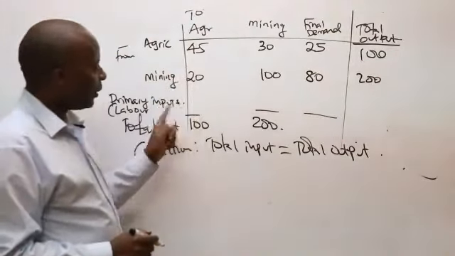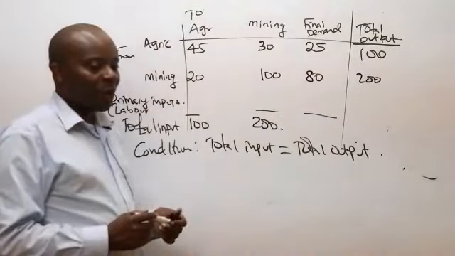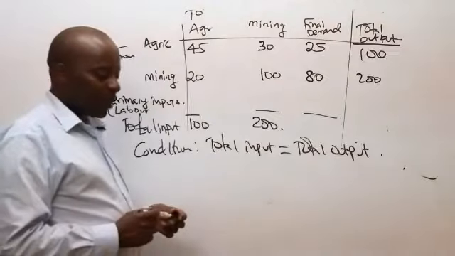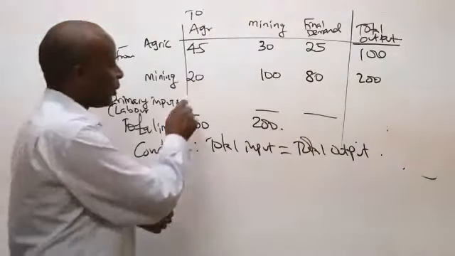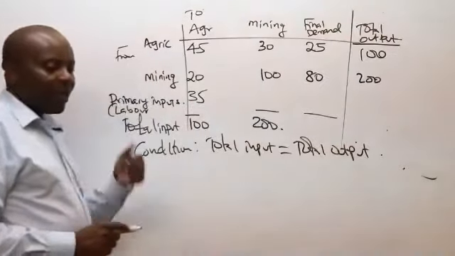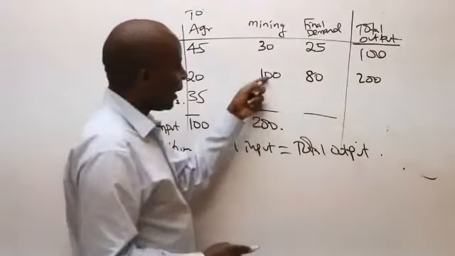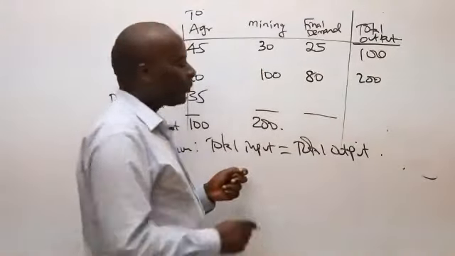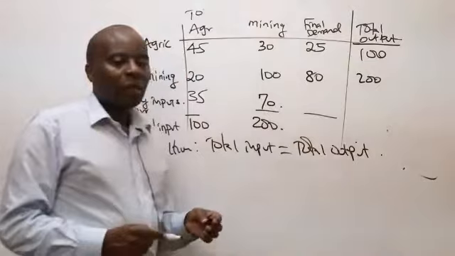So could you kindly give me the primary input for agriculture? James tells me it is 35. How about the primary input for mining? Primary input for mining, 200 minus this. 70.